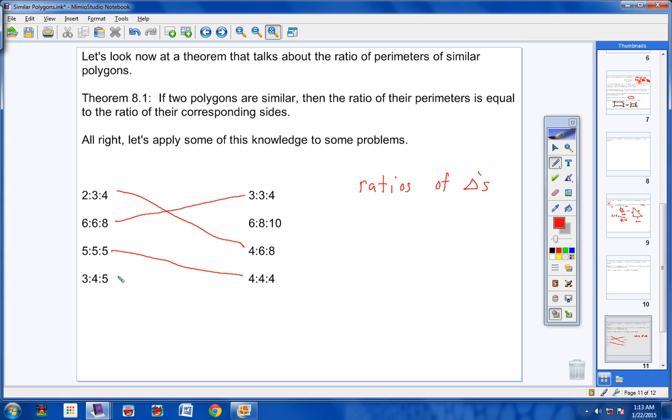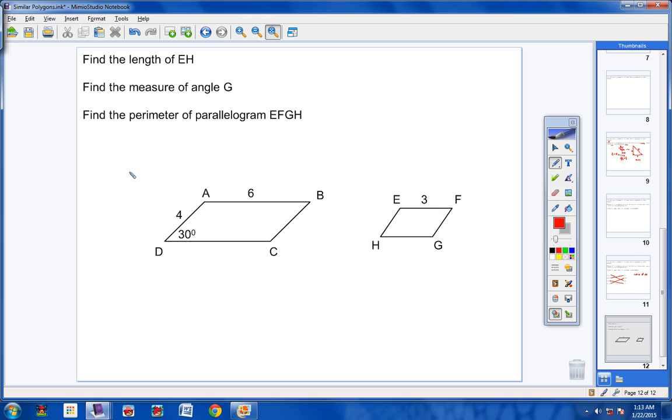Now, here's my last one from here up to here. Now watch this carefully, okay? I went from 3 to 6, which means I'm multiplying by 2. So 3 times 2 is 6. 4 times 2 is 8. 5 times 2 is 10. Okay? So what we're doing is kind of teaching you here how to match up proportional triangles or polygons with proportional polygons. Okay? Alright, let's continue on to another page here.